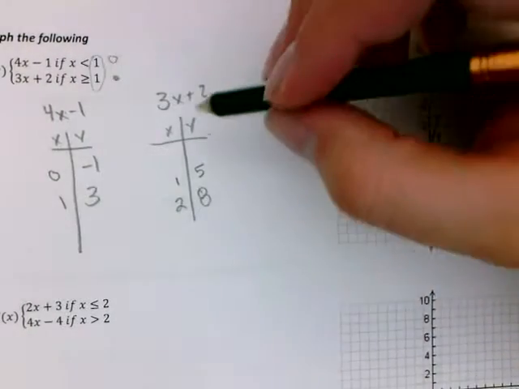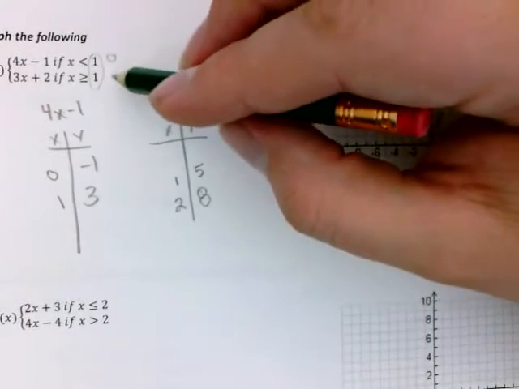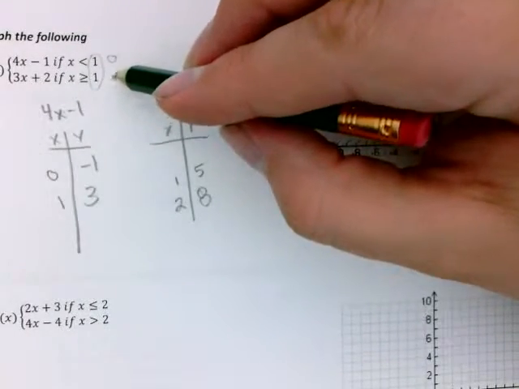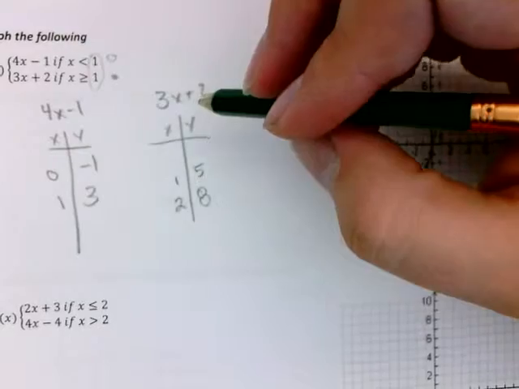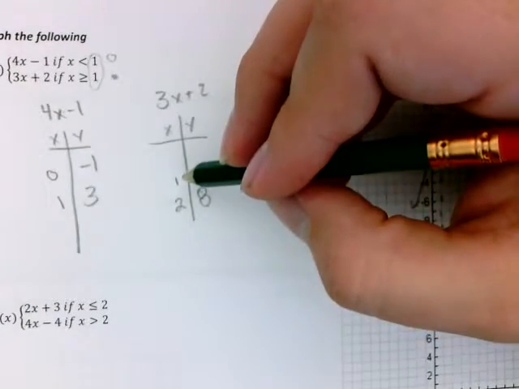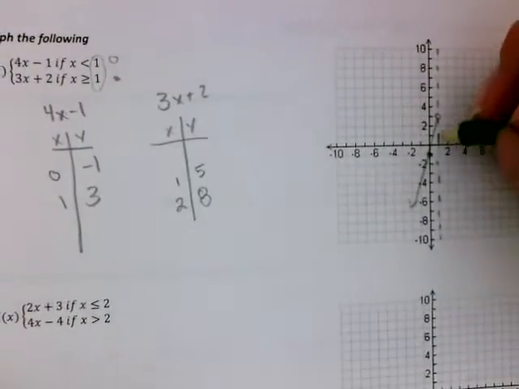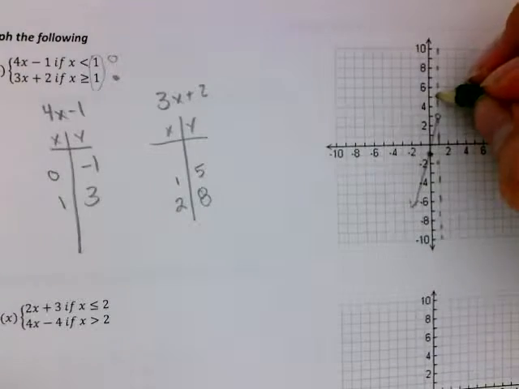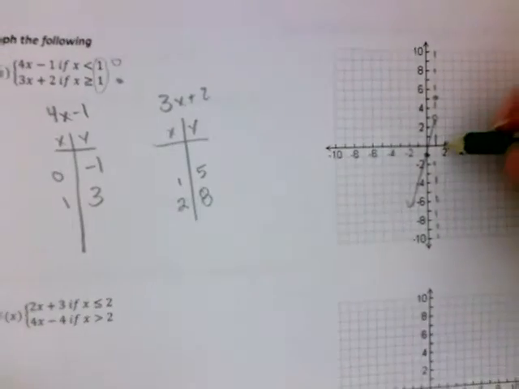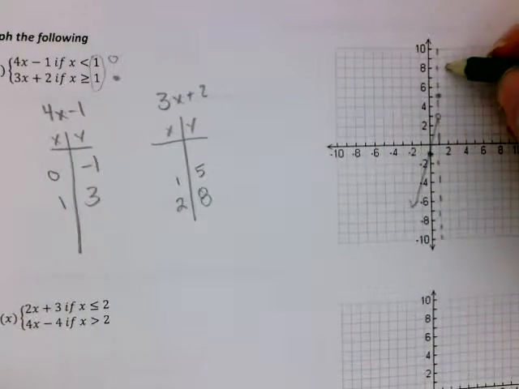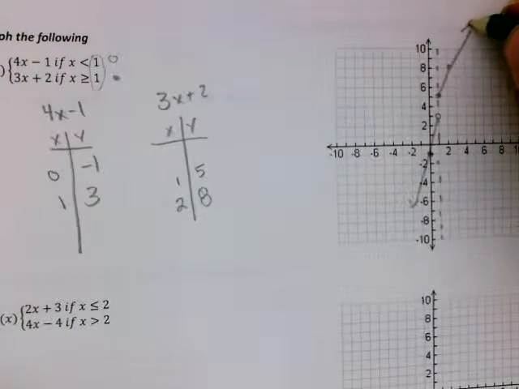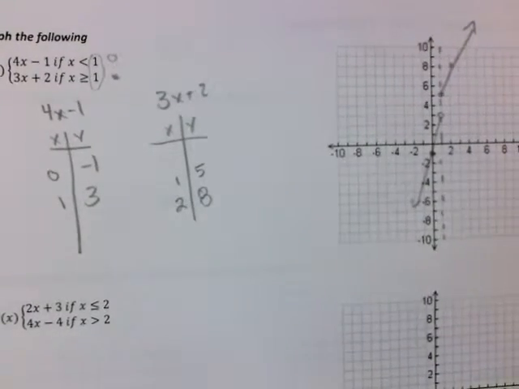Second line, 3x plus 2. The transition line is right here. You've got a closed dot where the 1 is. So (1, 5). We're going to put a closed dot. And we're going to find (2, 8). Closed dot. Connect the 2 points. That is your piecewise function right there.